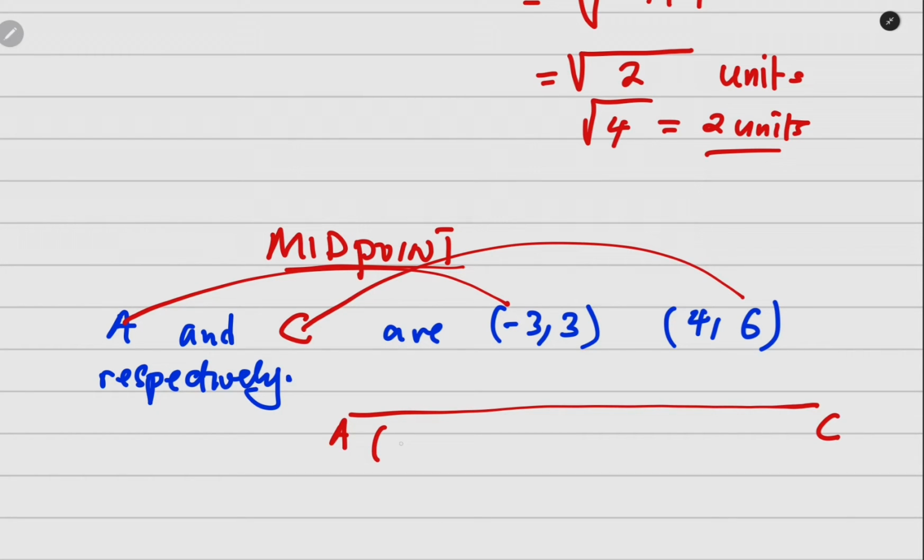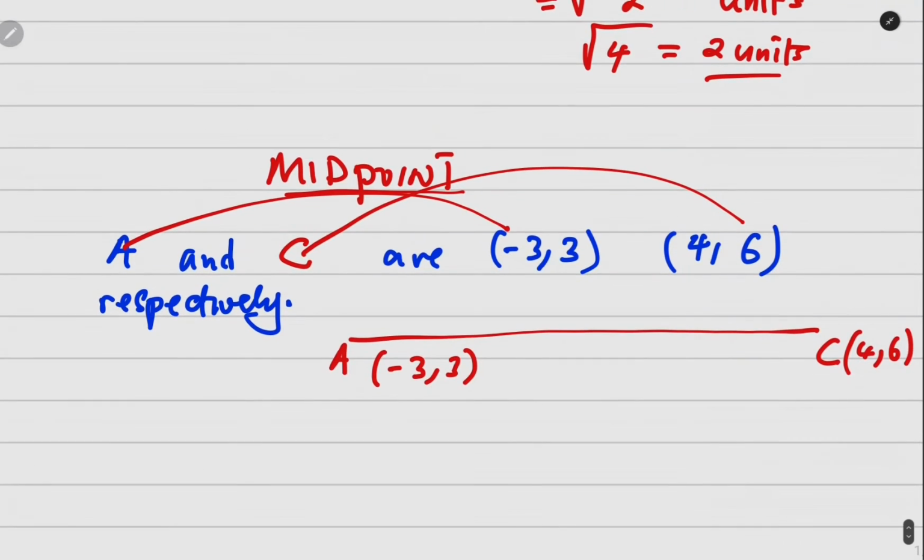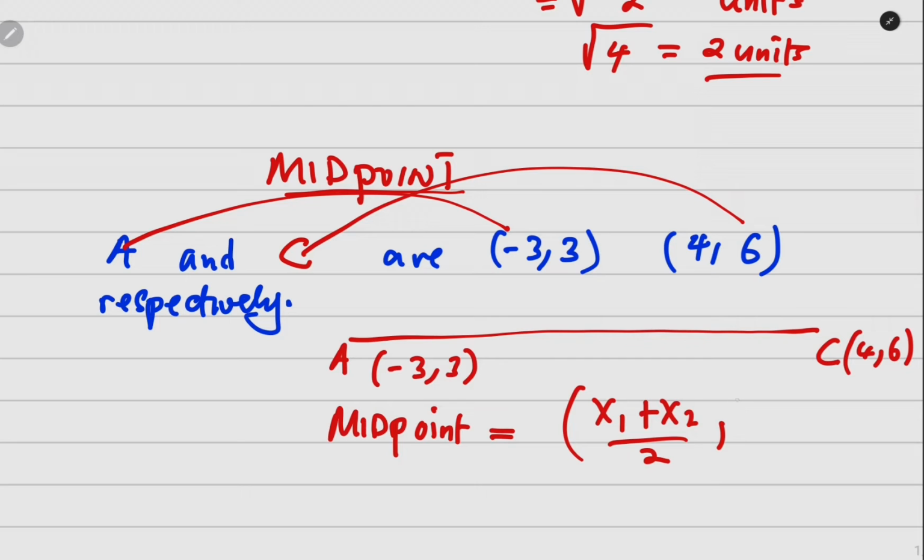So it means here the coordinates of A, if we were to picture it, are negative 3, 3. Then for C it will be 4, 6. Then now you want to find the midpoint. How are you going to find the midpoint? So the midpoint, this is the formula. The midpoint is equal to x1 plus x2 divide 2, y1 plus y2 divide 2. So that is how we find the midpoint.